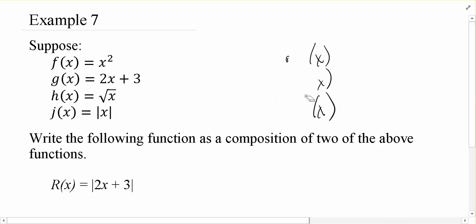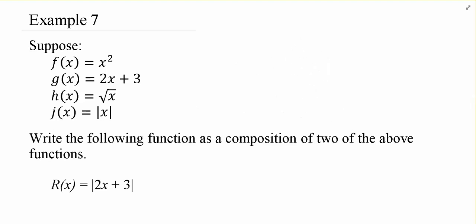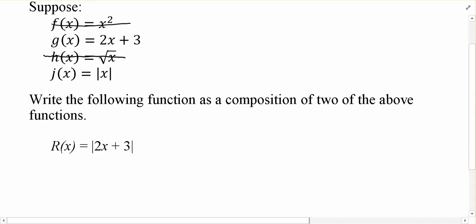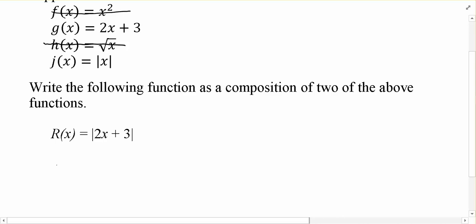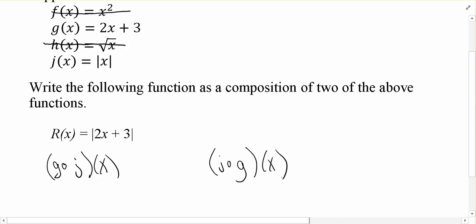If we want to make this a little bit easier, what we could do is look at this problem and say, which ones don't belong? I've got an absolute value. I've got a 2x plus 3. So it looks like G and J are probably the right problems going on. So then we've got to say, well, is this problem going to be G of J of X, or is it going to be J of G of X?